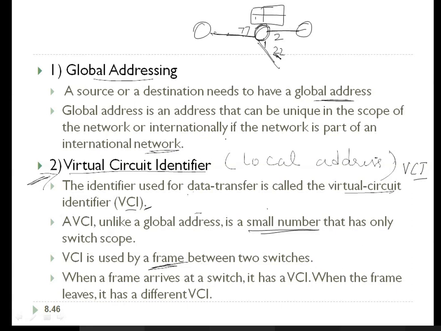This VCI is implemented at the data link layer. Normally the data is represented in the form of a frame. Whenever the frame is moving from this node to this node, and from here it has to go to either this node or this node, accordingly, whatever VCI is recorded in the routing table, it will add that number and forward the data to the next hop or next node till it reaches the destination. So it is used by the frame. The VCI will be added to the frame and it will forward the data to the next node.